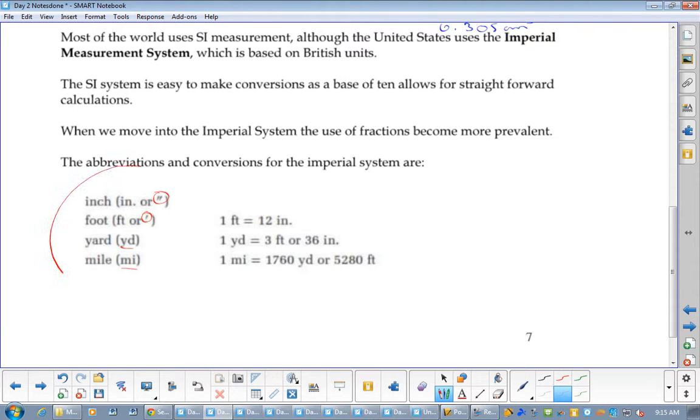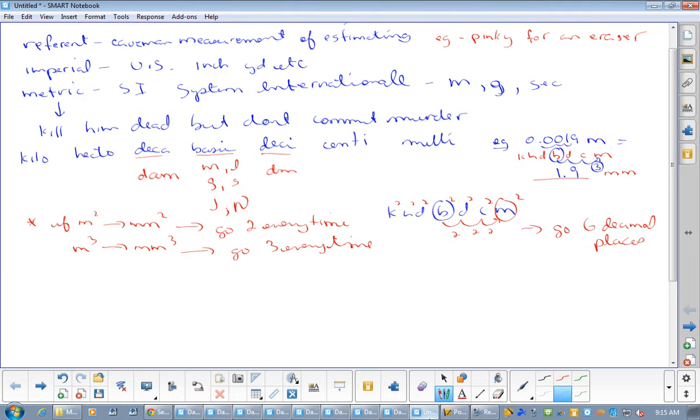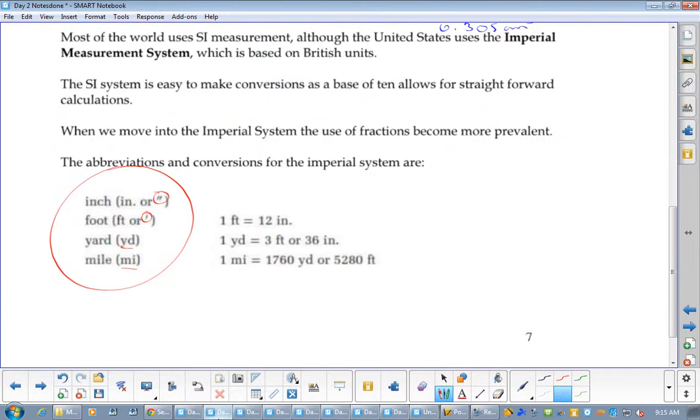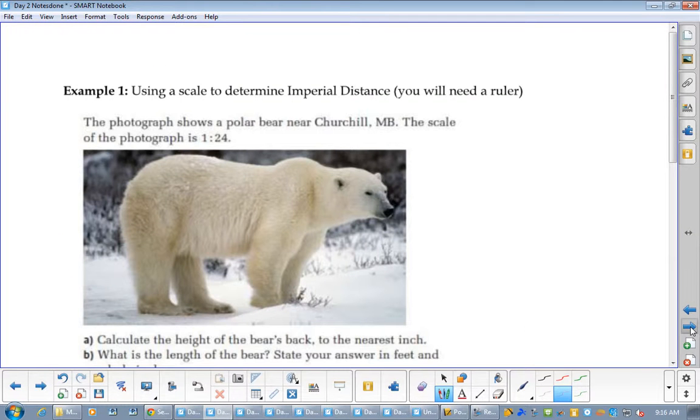Maybe these abbreviations. So maybe I would go like this. We're kind of on to new topics. So inch is... Foot is 1, right? Yard kind of makes sense. And mile kind of makes sense, right? And again, these are all on the formula sheet, so you don't need to rewrite those. Okay?